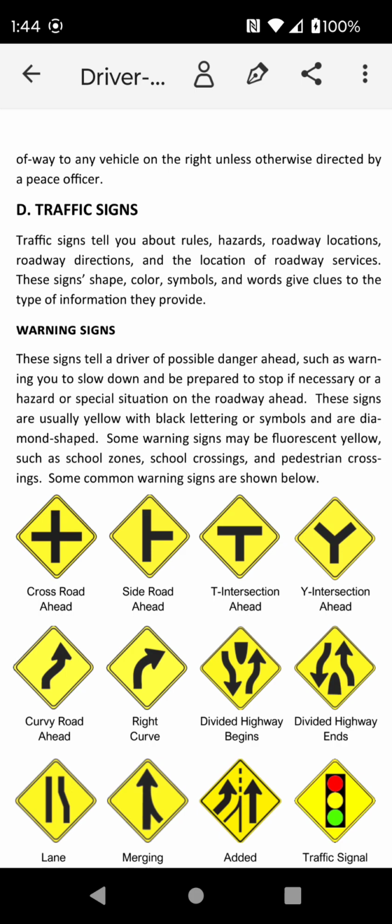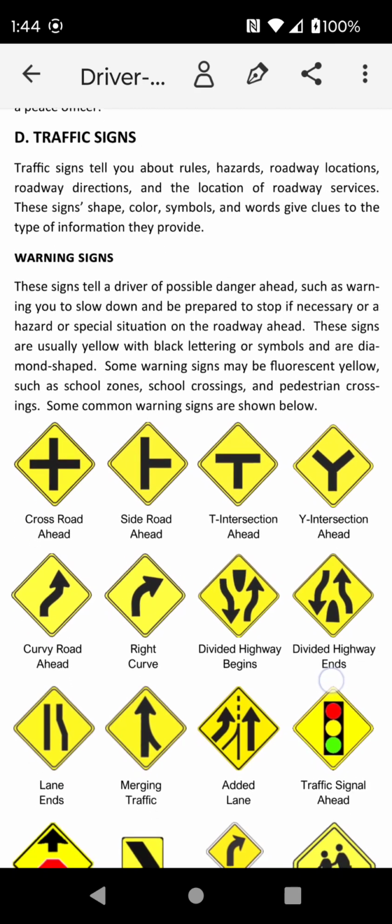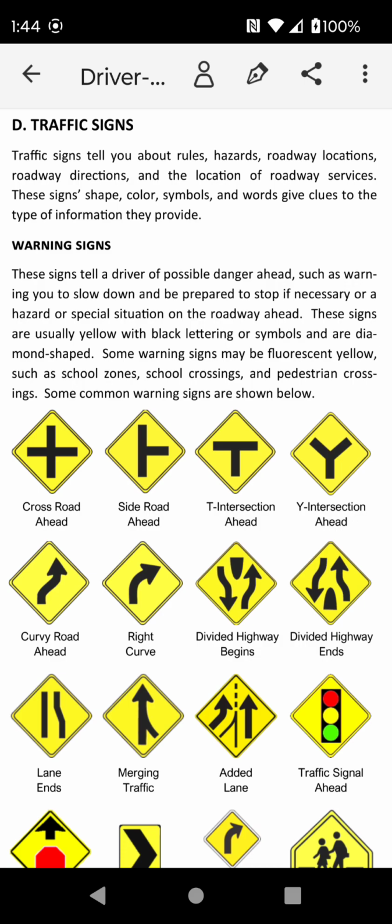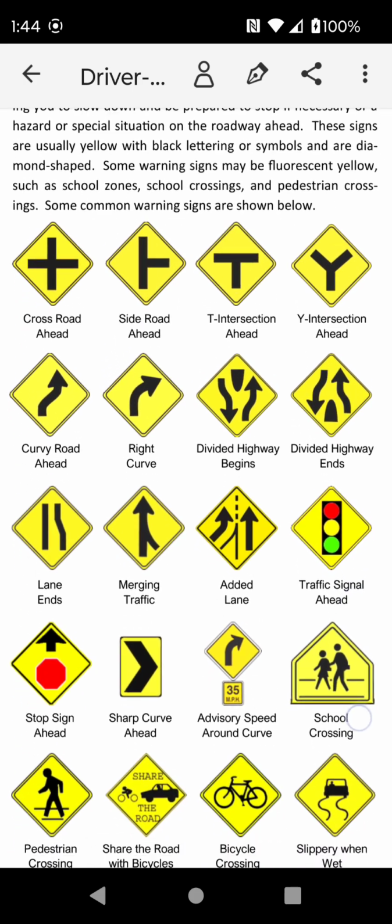Warning signs. These are the signs that tell a driver of possible danger ahead, such as warning you to slow down and be prepared to stop if necessary, or a hazard or special situation on the roadway ahead. These signs are usually yellow with black lettering or symbols and are diamond shaped. Some warning signs may be fluorescent yellow, such as school zones, school crossings, and pedestrian crossings. Some common warning signs are shown below.